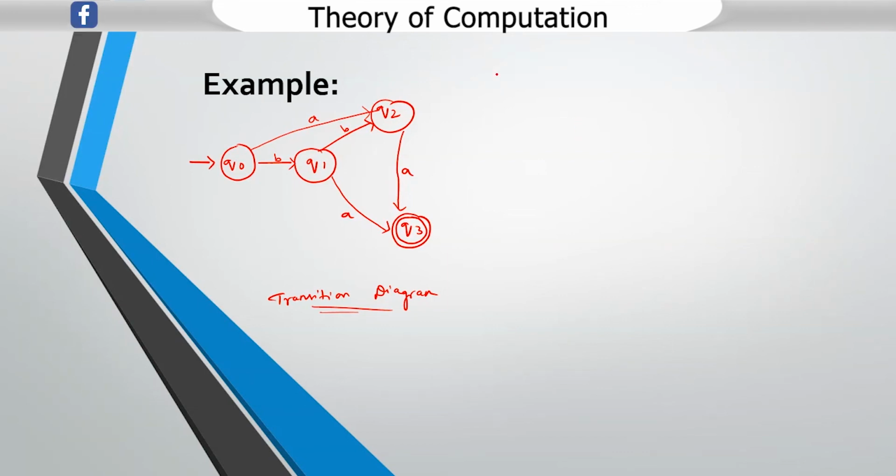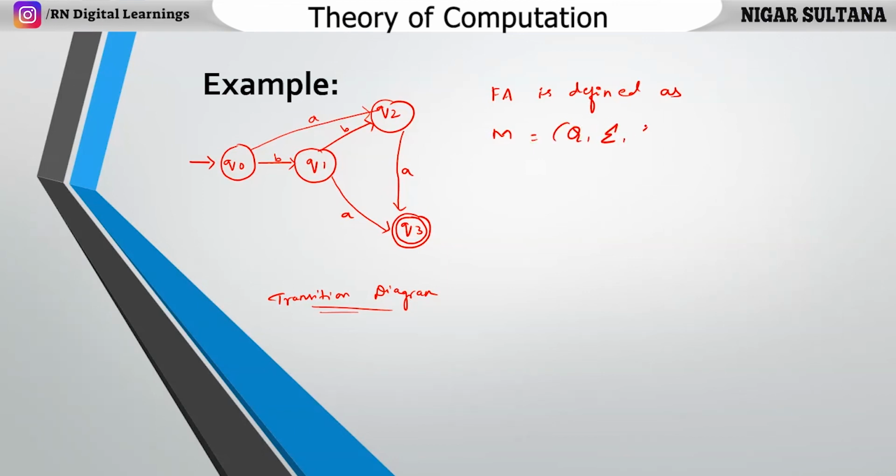So, how will I write it? Finite automata is defined as, so what are the tuples we have already learned? Q, sigma, transition function, Q0 and F. So, what is this Q? Q is states. How many states do I have? 1, 2, 3 and 4. Q0, Q1, Q2 and Q3. So, these are my states.